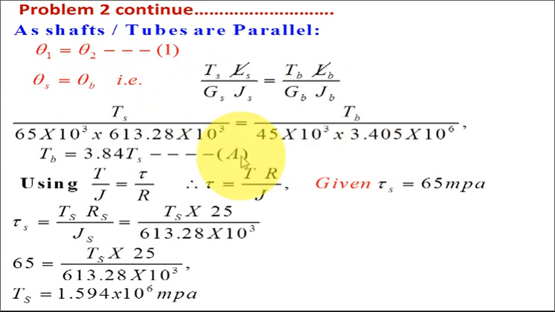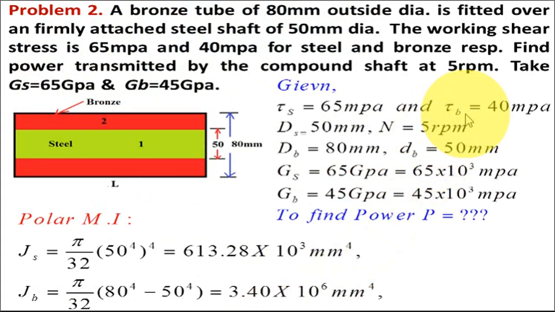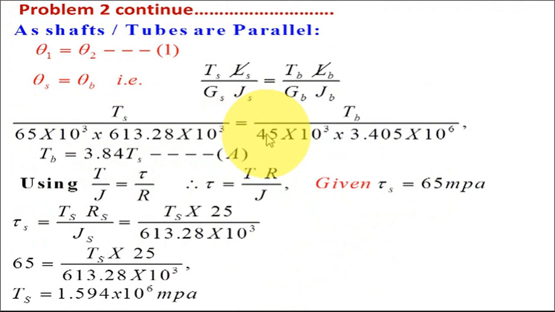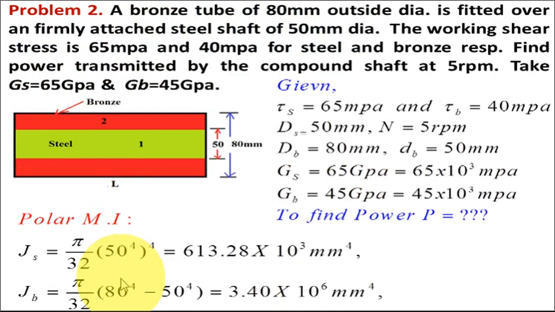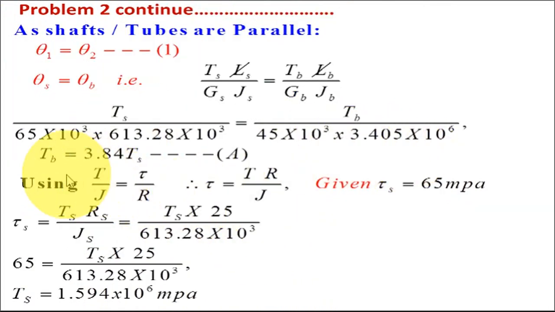Now G means what? Modulus of rigidity. Here it is given G_S 65 GPa and G_B 45 GPa. So those 65 and 45 values are used here. J means what? Polar moment of inertia. We have just calculated it here. We put both the values here. So we get the relation that T_B is equal to 3.84 T_S. Okay. By using this first condition.